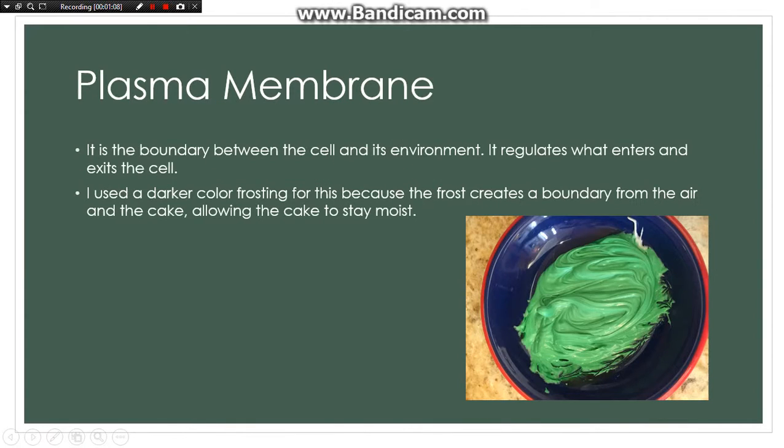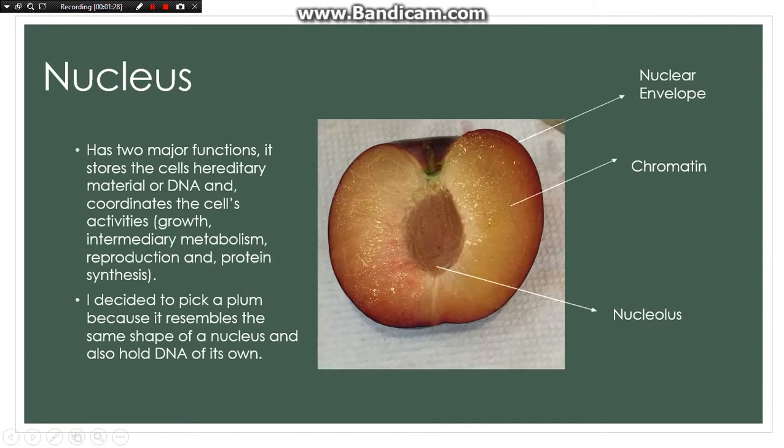For the plasma membrane, it is a boundary between the cell and its environment. It regulates what enters and exits the cell. I used a darker colored frosting for this because the frosting creates a boundary from the air and allows the cake to stay moist.